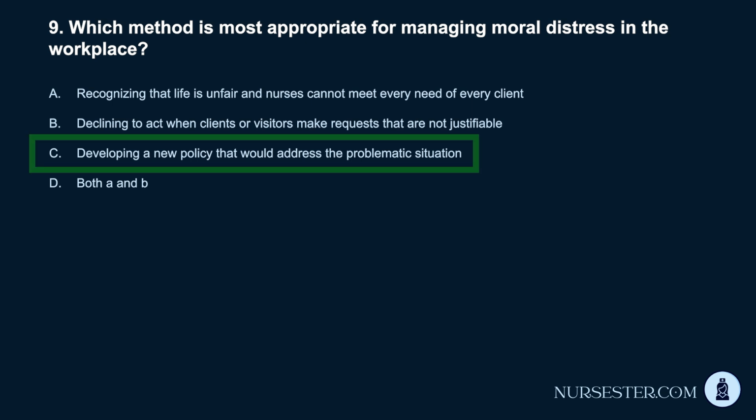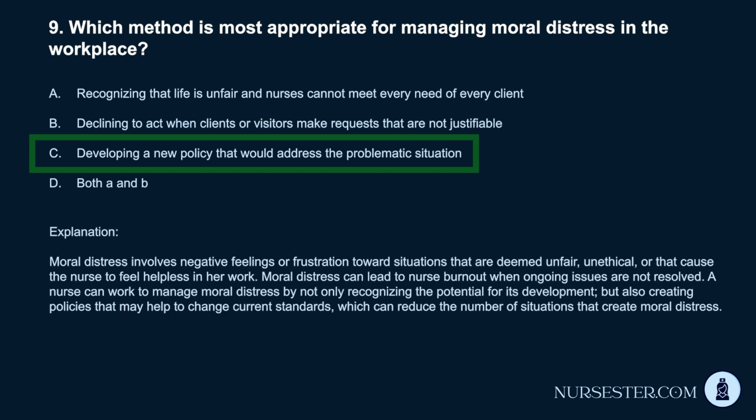Correct answer: C. Developing a new policy that would address the problematic situation. Moral distress involves negative feelings or frustration toward situations that are deemed unfair, unethical, or that cause the nurse to feel helpless in her work. Moral distress can lead to nurse burnout when ongoing issues are not resolved. A nurse can work to manage moral distress by not only recognizing the potential for its development, but also creating policies that may help to change current standards, which can reduce the number of situations that create moral distress.